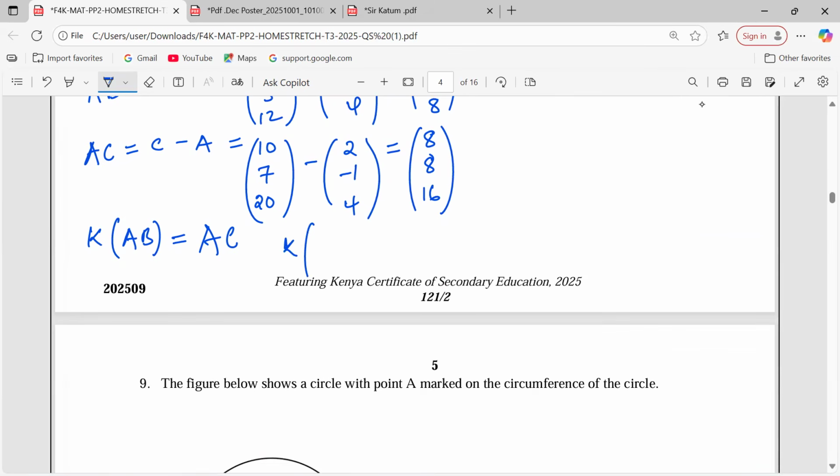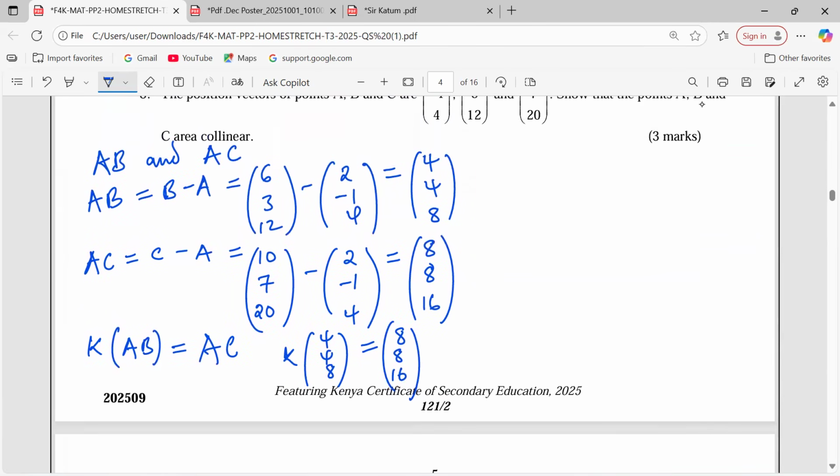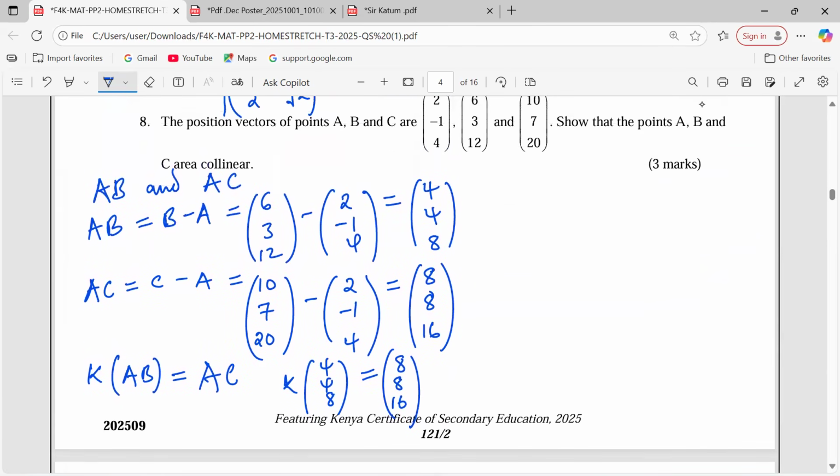So K times 4, 4, 8 equals 8, 8, 16. You discover that when you use the X component, 4K equals 8, meaning that the value of K is 2. Now, when you use the Y components, it shall still be 4K equals 8, the value of K becoming 2. 8K equals 16, meaning that the value of K is 2. Then from this, we can say 2 multiplied by vector AB gives us vector AC.